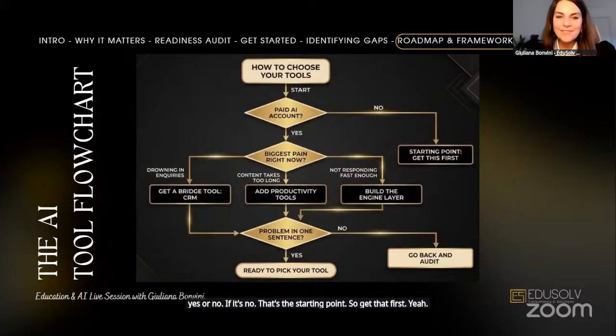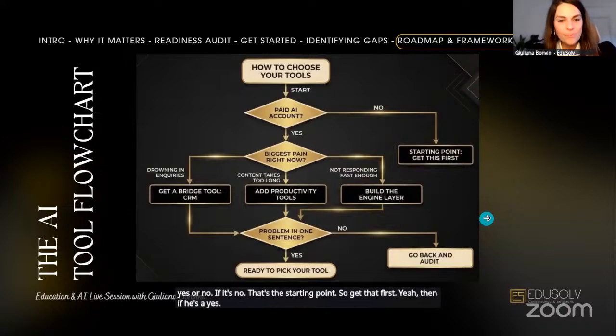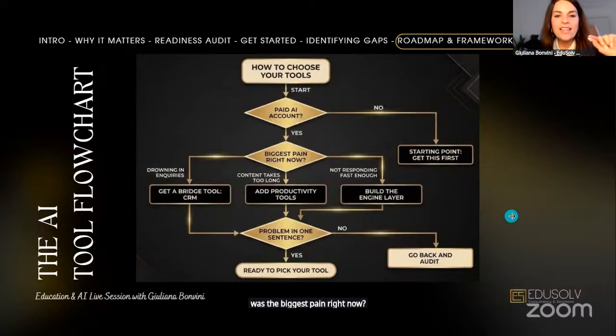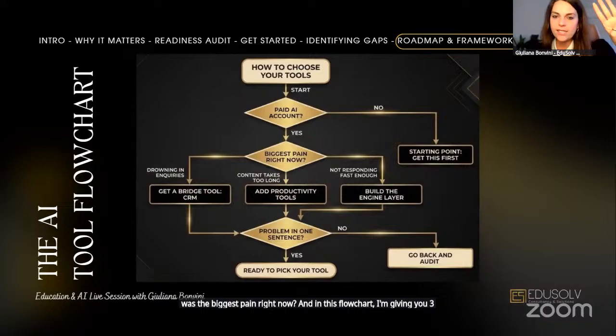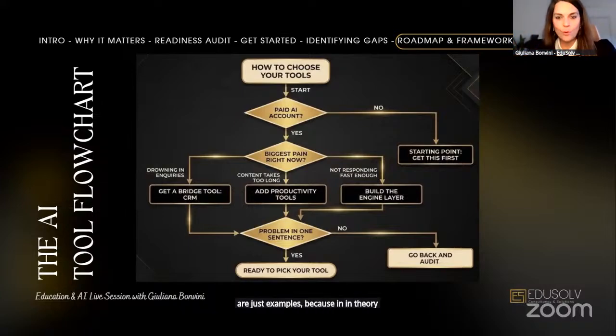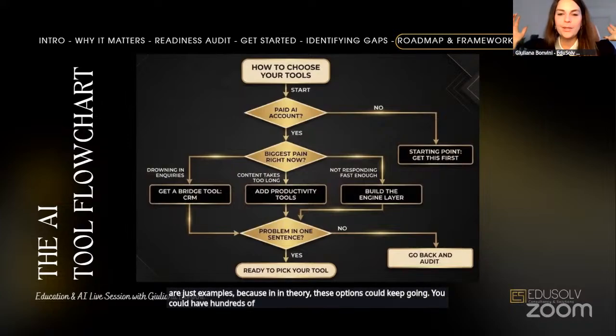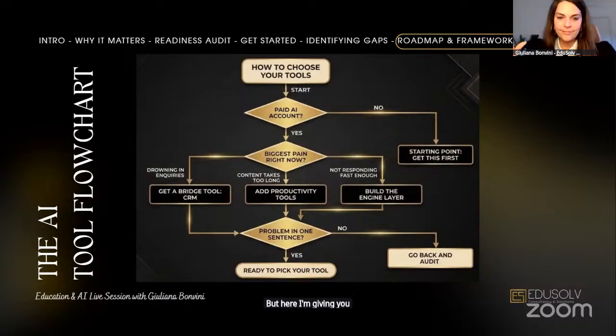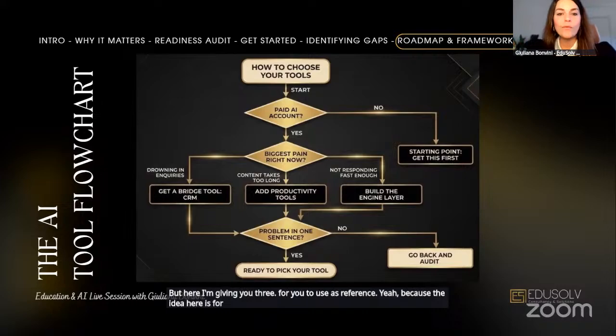Then if it's a yes, what's the biggest pain right now? In this flow chart, I'm giving you 3 possible pathways, but just bear in mind that these 3 options are just examples, because in theory, these options could keep going. You could have hundreds of them. But here I'm giving you 3 for you to use as reference. Yeah, because the idea here is for you to create your own flow chart.